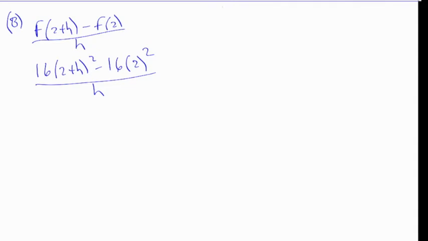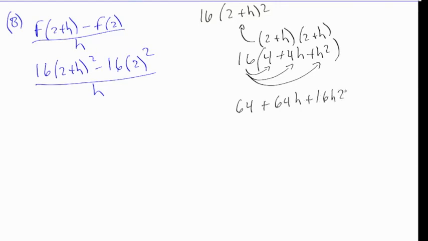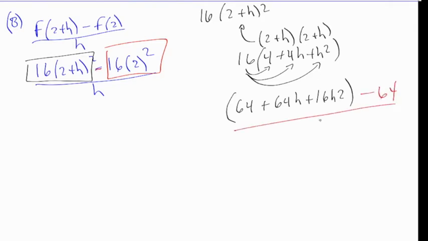So we'll continue part B on another page here. 16 times 2 plus h squared. We have to FOIL 2 plus h times 2 plus h. And that gives us 4 plus 4h plus h squared. Don't forget, we still have to multiply this by 16. When we distribute the 16 through here, we have 64 plus 64h plus 16h squared. So that replaces this part of our equation. And over here, the 16 times 2 squared gives us a minus 64 with the whole thing over h.